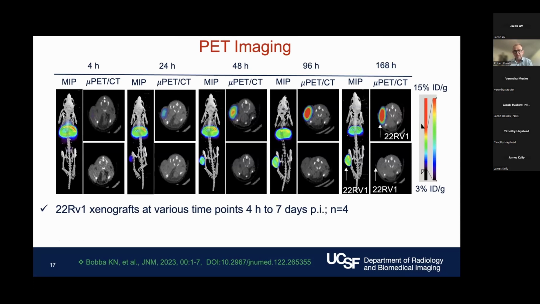We did various time points ranging from 4 hours to 7 days. And as expected, we see gradual accumulation in the tumor over time with relatively low uptake in other tissues, with the exception of the liver.